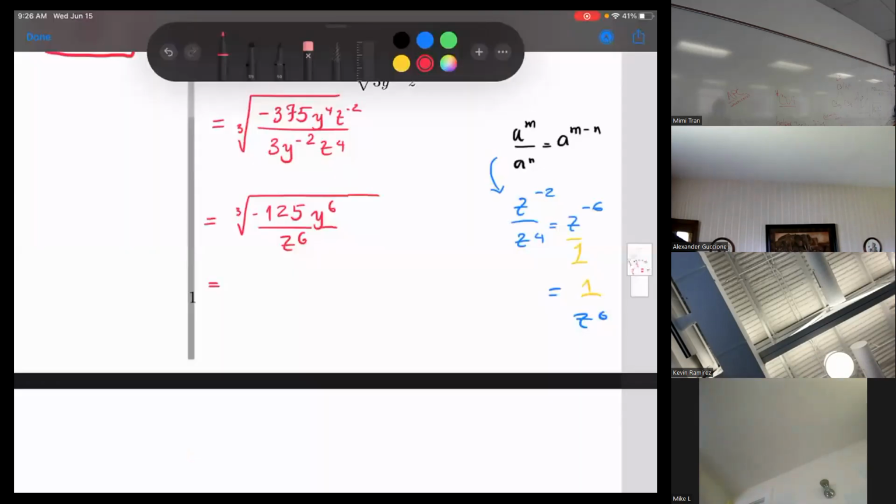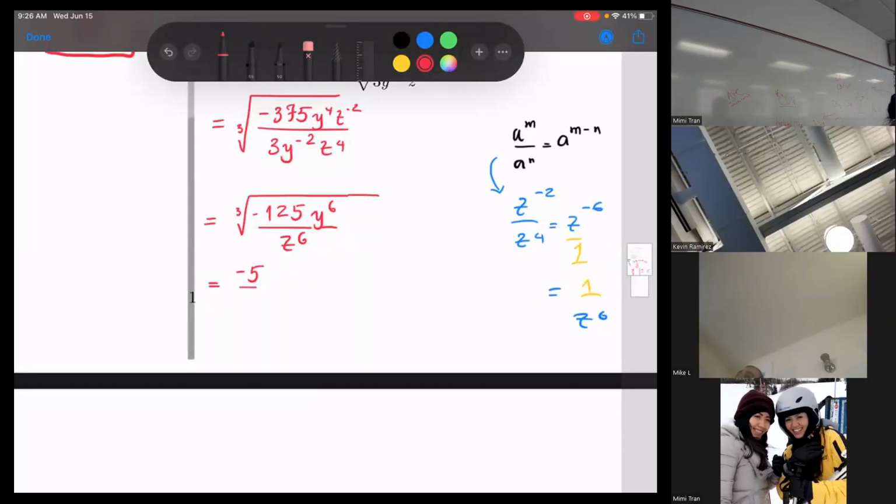So the cube root of negative 125 is negative 5. Why? Because negative 5 times negative 5 times negative 5 is negative 125. And then the cube root of y to the 6, just the boot method, right? And then z to the second at the bottom.